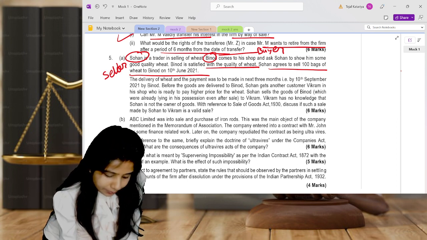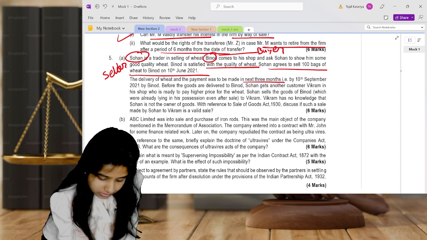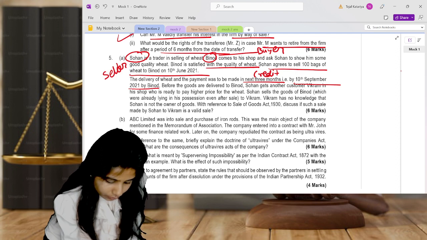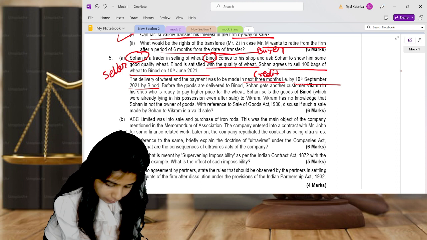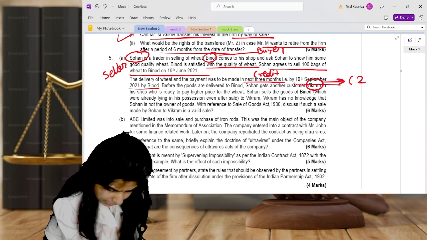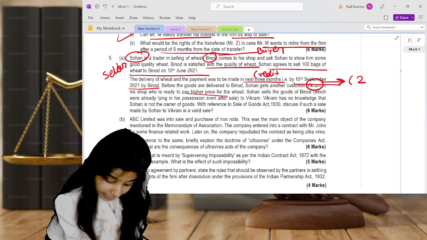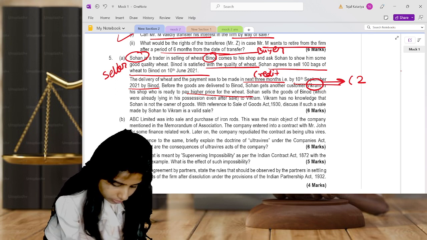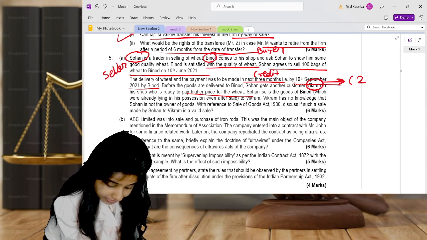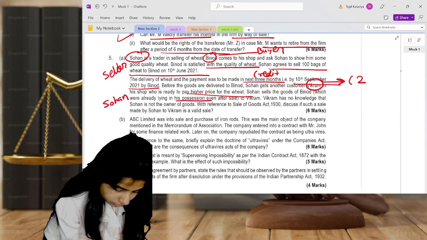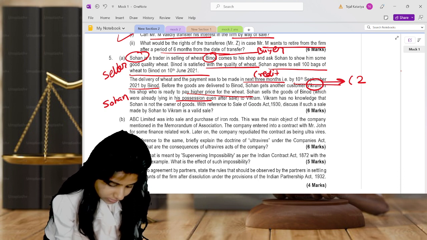Now delivery of wheat and payment was to be made in the next 3 months. That means selling on credit, by the 10th of September 2021 by Binod. Before the goods are delivered to Binod, Sohan gets another customer, Vikram, to his shop, who is ready to pay a higher price for wheat. Now Sohan sells the goods of Binod, which were already lying in his possession. Whose possession? Sohan's possession. That means the seller's possession, to Vikram, because he is paying more.